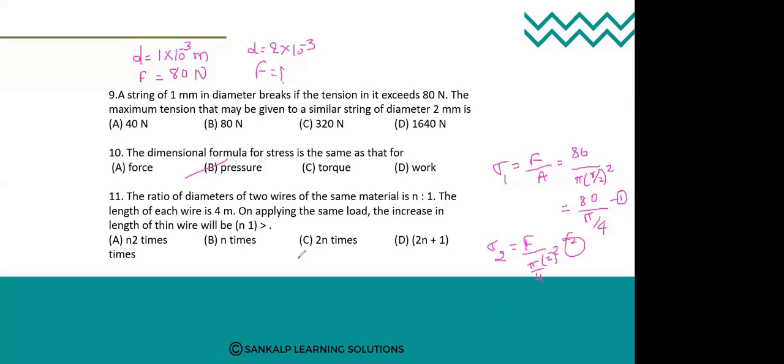When I equate equation 1 and 2, it will be 80 divided by pi by 4, which is equal to F divided by pi by 4 into 2 square, that is 4. So I can cancel the pi by 4 on both sides. So this is 80 into 4, that is 320. Option C is the answer, right?